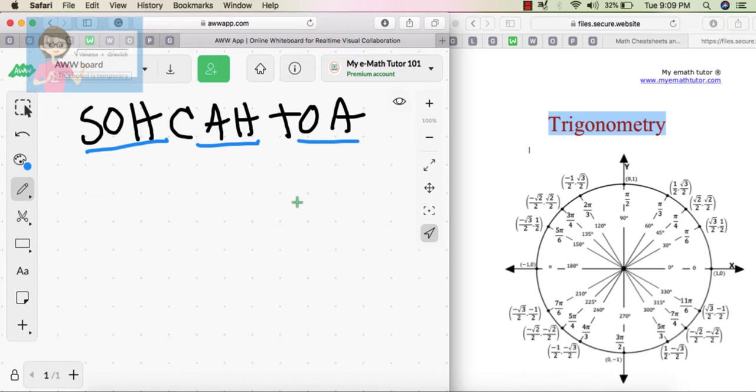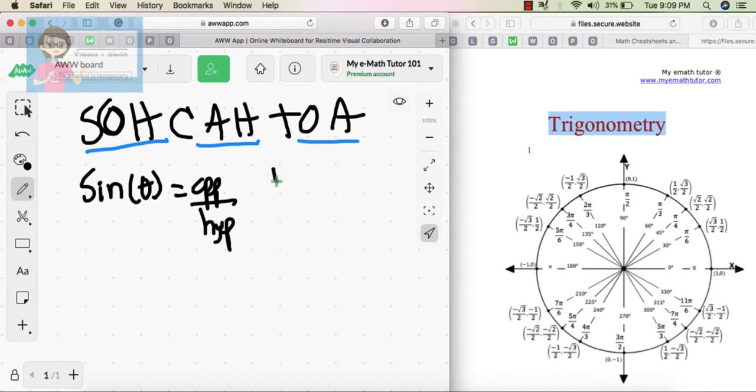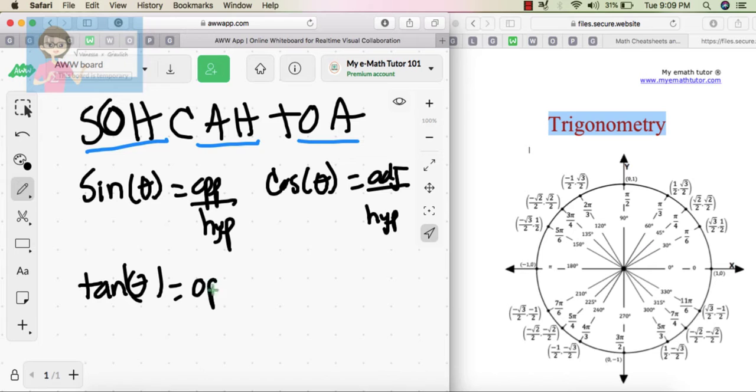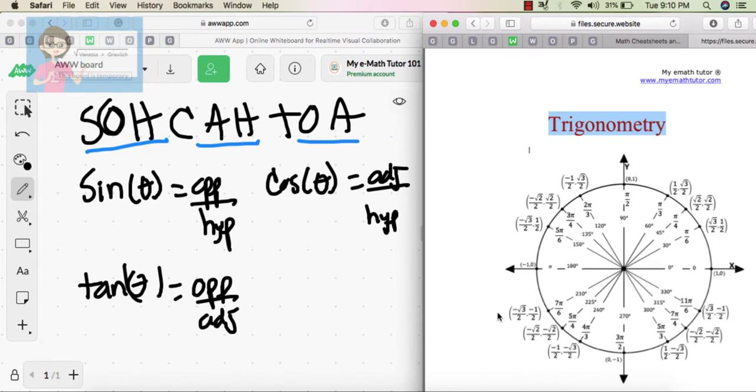This is basically a way to learn what the sine, the cosine, and the tangent are. So just think about sine: the sine of an angle is equal to O, that means the opposite, and this is going to make sense in one second, over hypotenuse. Cosine, that's the other one you have to remember, is going to be adjacent over hypotenuse, and then the tangent is going to be equal to opposite over adjacent.